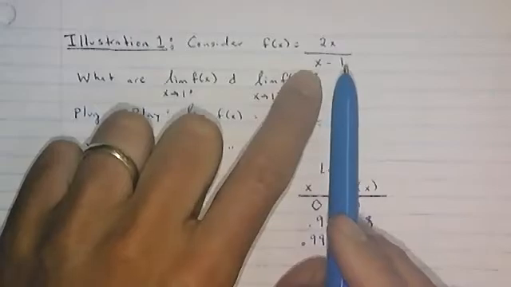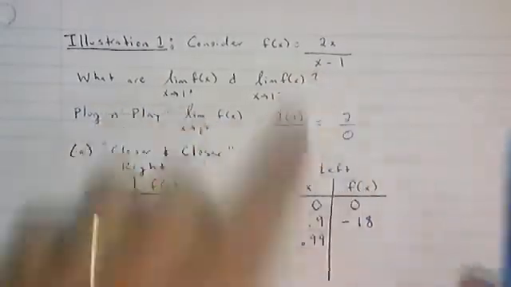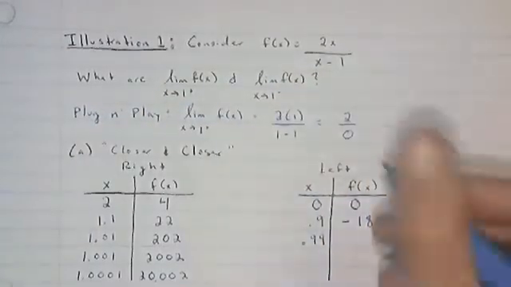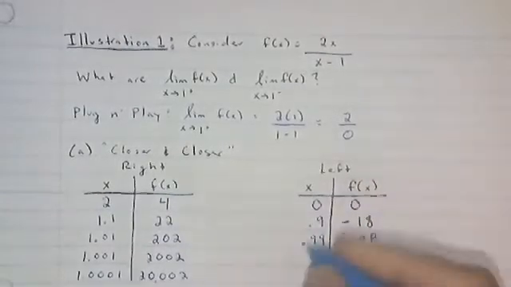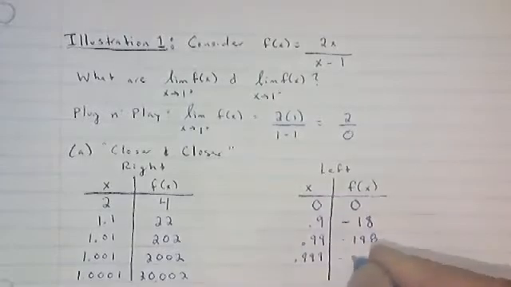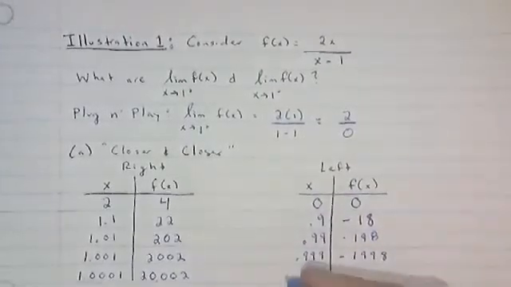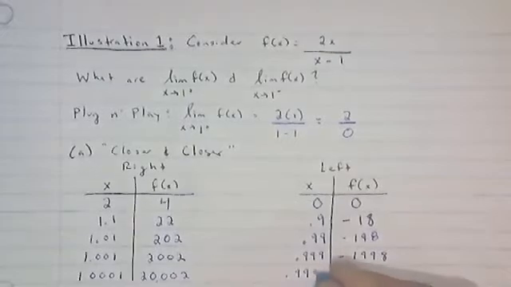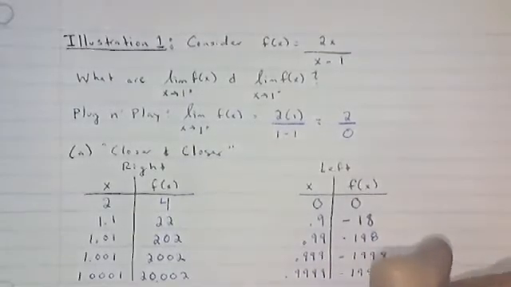Okay, now this is still negative. 0.99 minus 1 is negative 0.01. And we get negative 198 when we do the quotient. 0.999, negative 1,998. And finally 0.9999, negative 19,998.